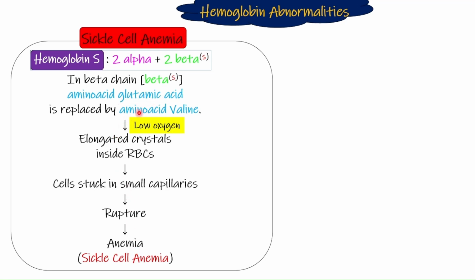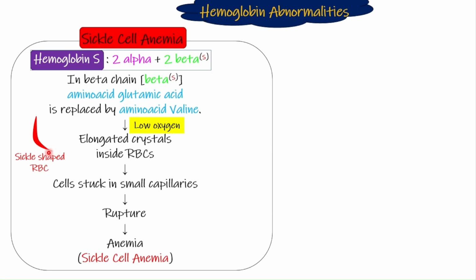Okay, so what is happening? That glutamic acid is being replaced by valine, which makes this hemoglobin S convert into crystals on exposure to low oxygen. Whenever these crystals are formed inside the RBCs, the RBCs lose their normal biconcave disc shape, and these RBCs are converted into a sickle shape because of the elongation of hemoglobin crystals inside the RBCs. So this is the RBC, and it has converted into a sickle shape.